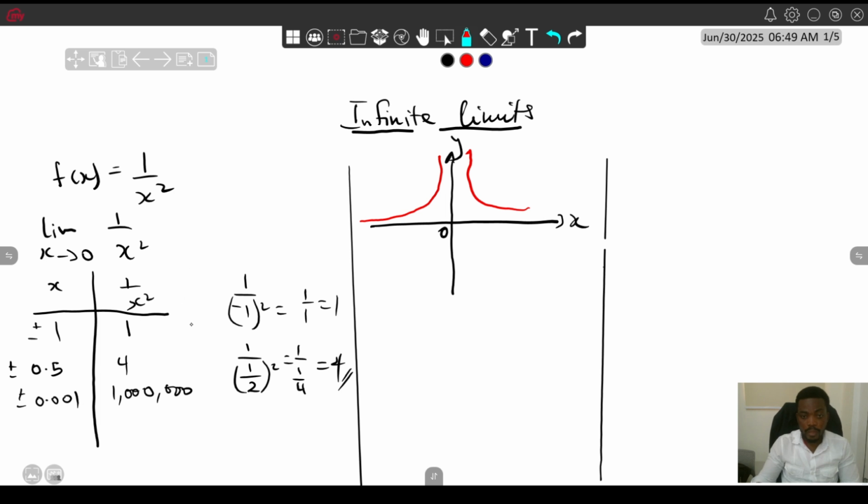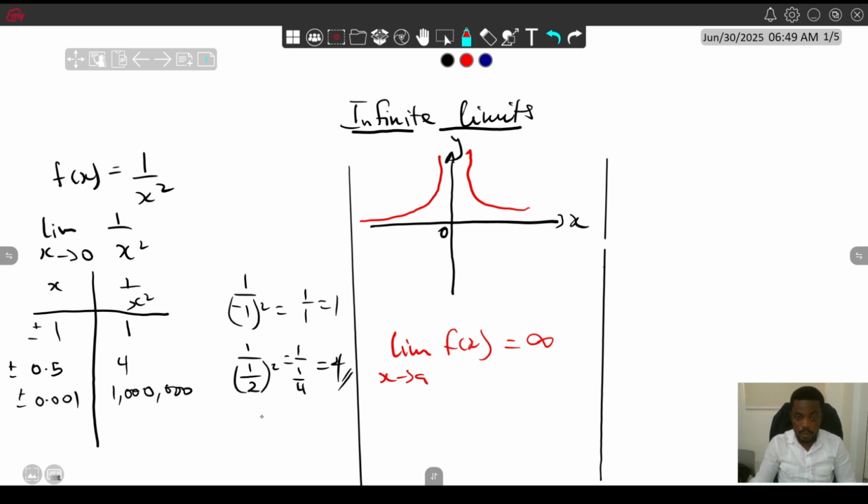So generally we have the limit as x approaches a of f of x approaching infinity, because you can see that these values continue to increase up to a certain huge number. That doesn't mean infinity is a number. The values increase and increase without end. That is why we say it approaches infinity.